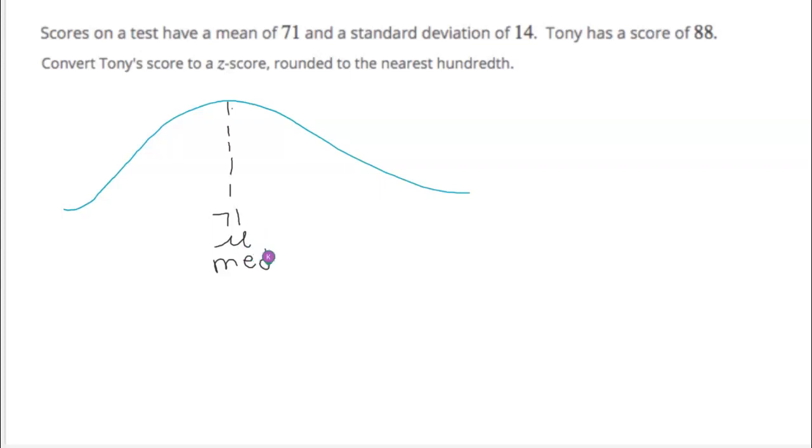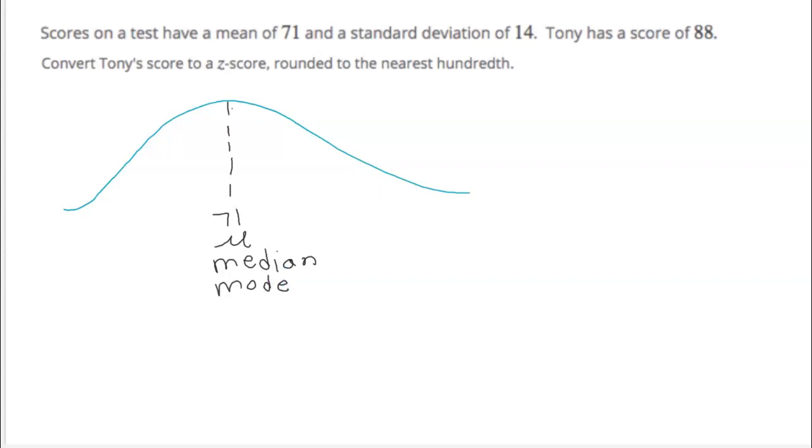Median and mode, because it's a normal curve. It doesn't say it's a normal curve, but I'm going to assume that it is because it's asking for z-score. We'll get there. Okay, so mean, median, and mode.